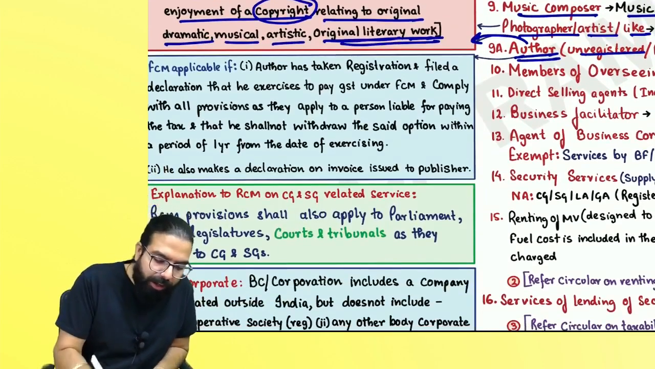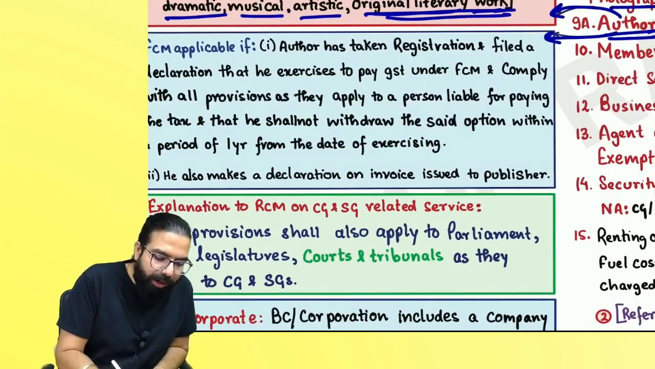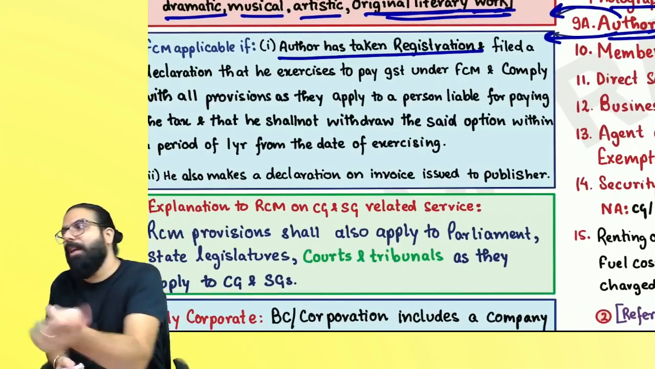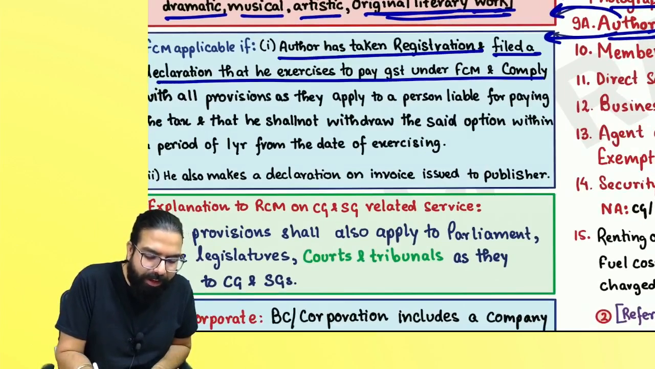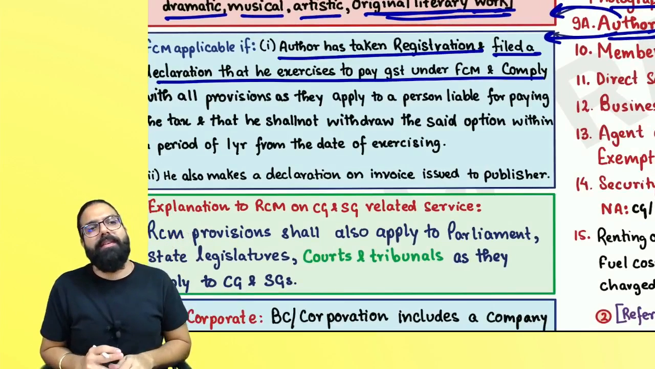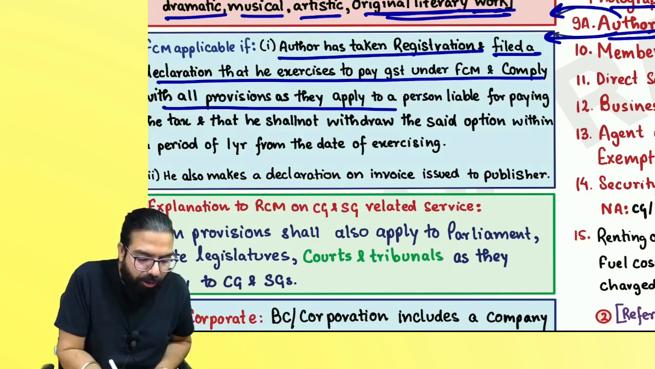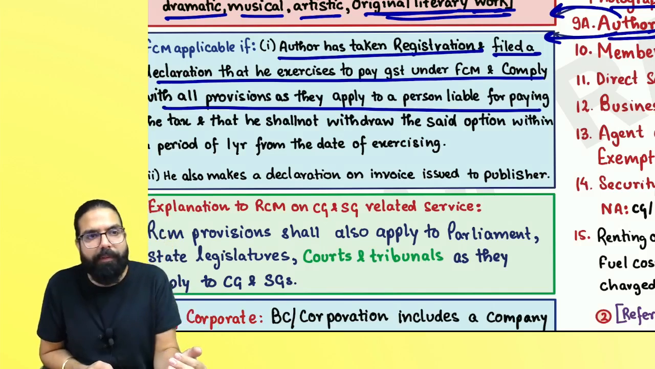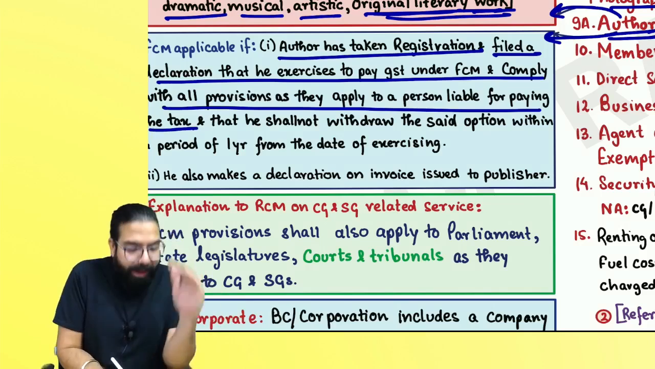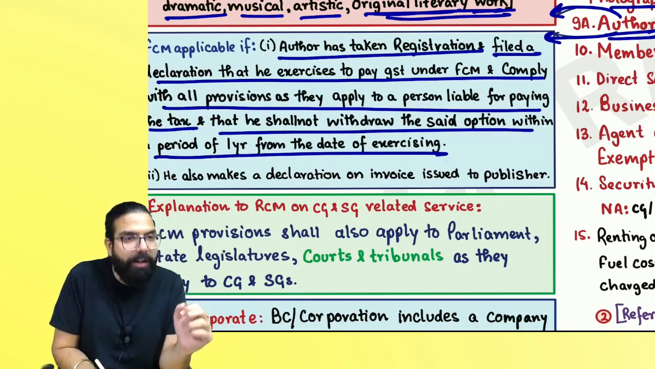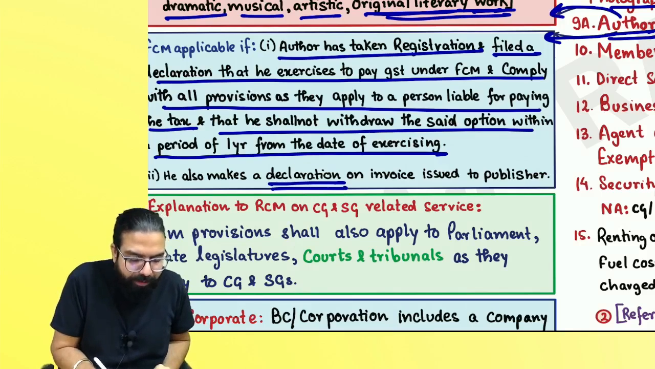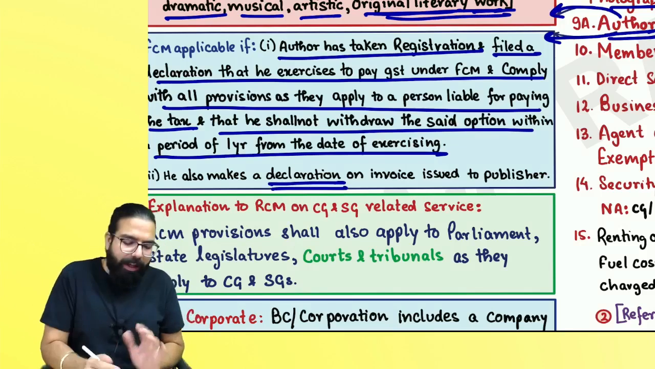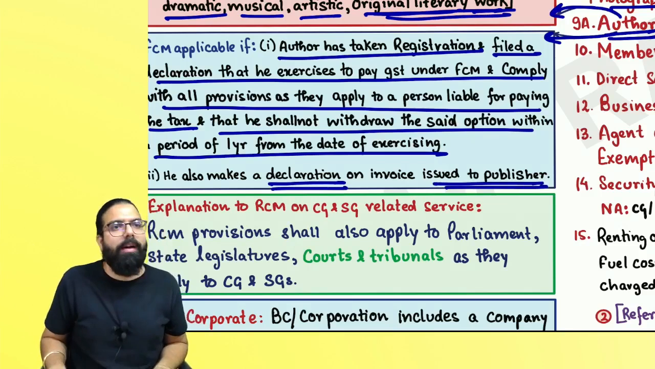So in the author's case also, if the author wants, the author can take registration. Forward charge mechanism will be applicable when the author takes registration, files a declaration that he exercises the option to pay the GST under forward charge, and he will comply with all the provisions as they apply to the person liable to pay the tax, and that he will not withdraw the option for 1 year. And also, when he issues the invoice to the publisher, he should give a declaration in the prescribed form on the invoice.